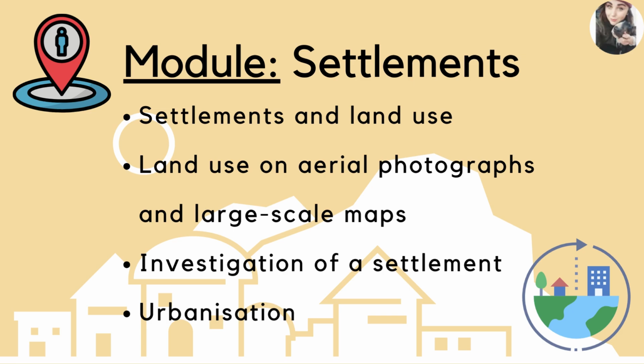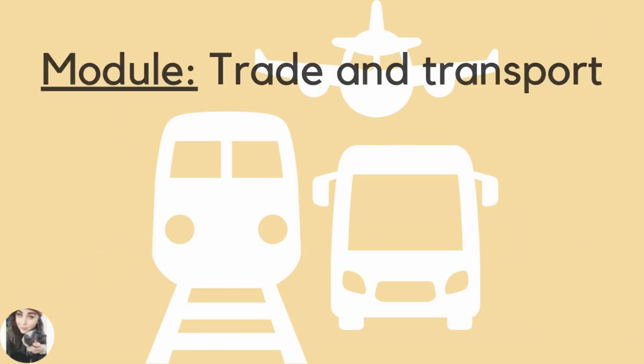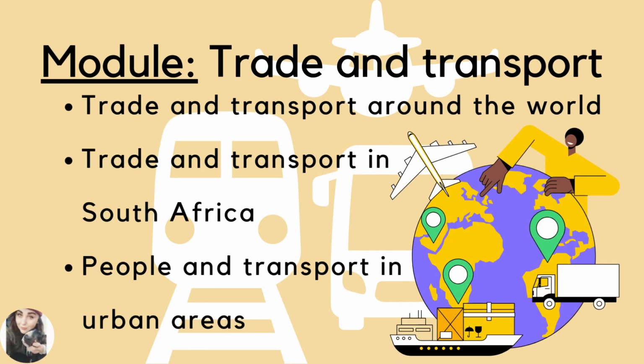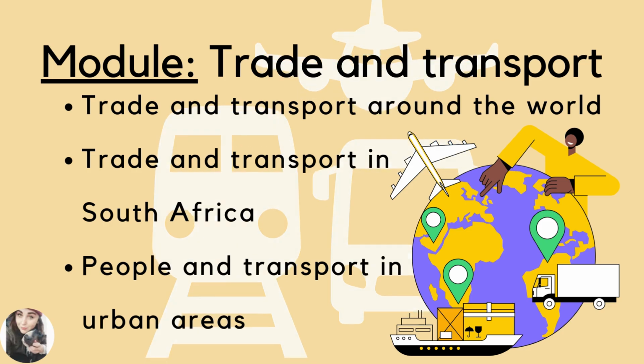We'll be looking at settlements and land use on aerial photographs and large-scale maps, investigation of a settlement, and urbanization. Our last topic that we'll be focusing on in social science geography this year is trade and transport. Trade and transport around the world, trade and transport in South Africa, and lastly, people and transport in urban areas.